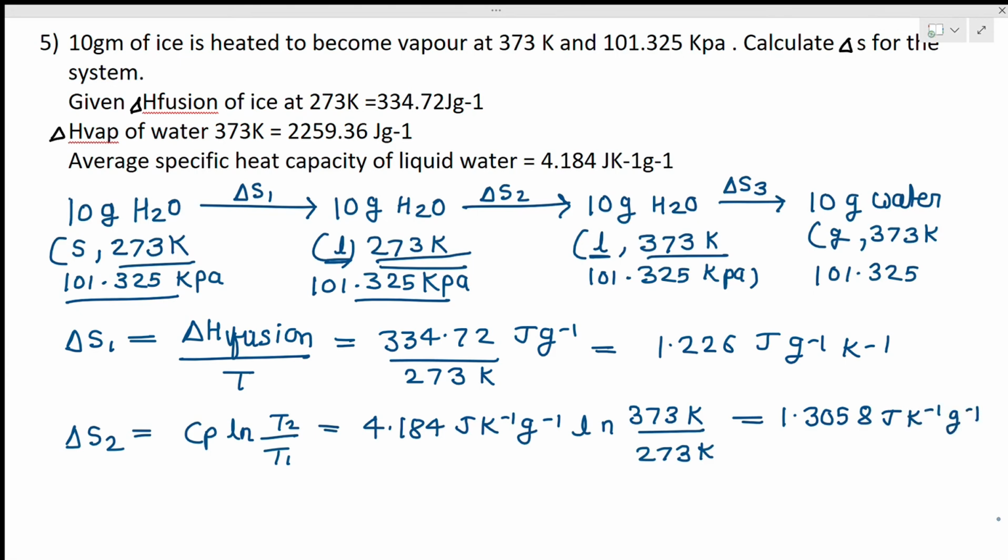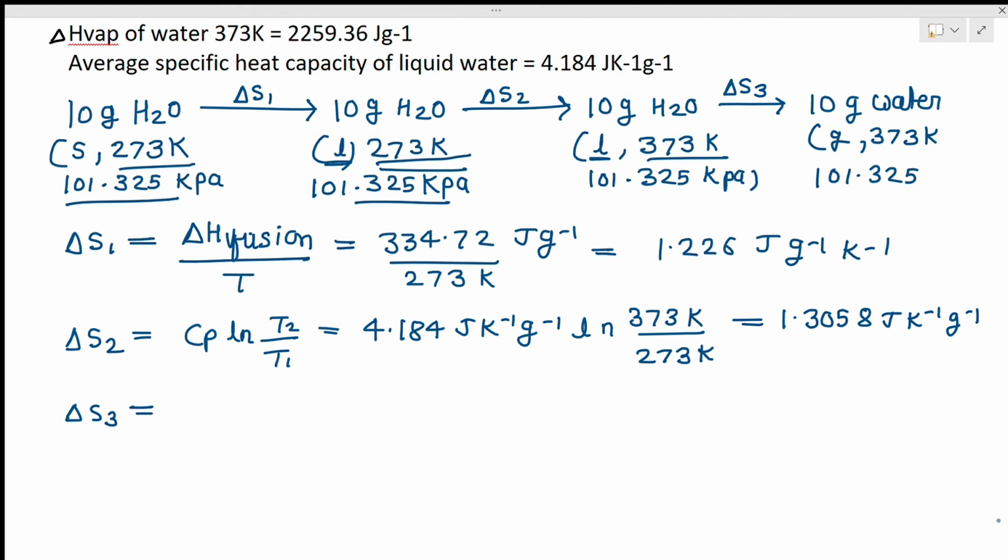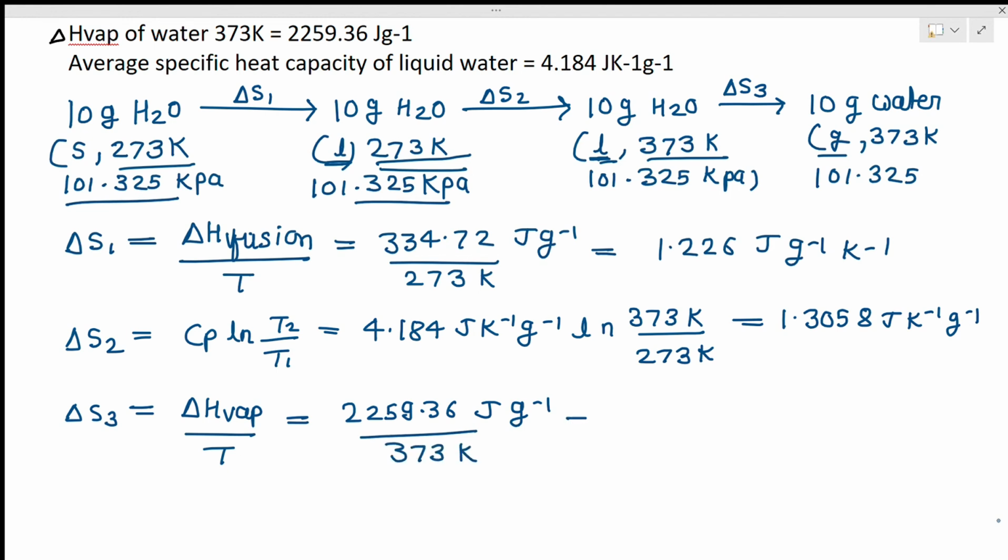Third thing, you have to find out del S3. Del S3 means liquid is changing to gas. Liquid water is changing to gas. Temperature is same, pressure is same. It means del S3 will be equal to del H of vaporization divided by T. It means 2259.36 joule per gram divided by 373 Kelvin. So this will be equal to 6.057 joule per gram per Kelvin.